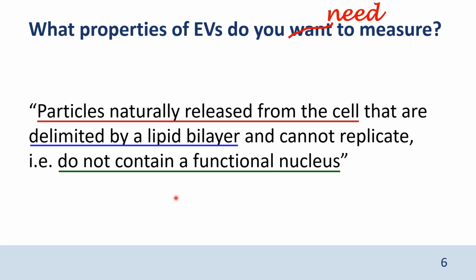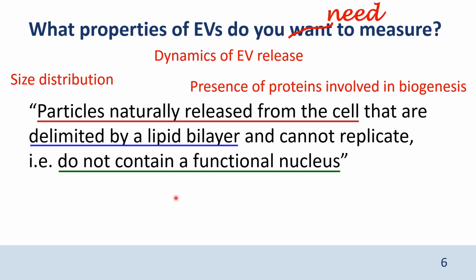Now, what do I mean with that? Particles naturally released from the cells, how could you prove that? For example, you could measure the size distribution. If your sample also contains cells, but the size of the particles you are measuring is way below the cellular size range, that forms one clue that you're dealing with vesicles, not with cells. You could measure the dynamics of EV release, for example, with total internal reflection fluorescence microscopy. You could use indirect evidence, for example, the presence of proteins involved in biogenesis.